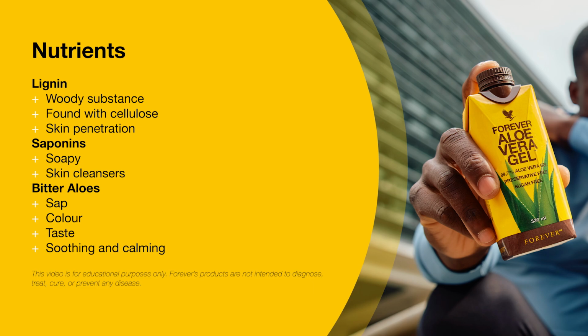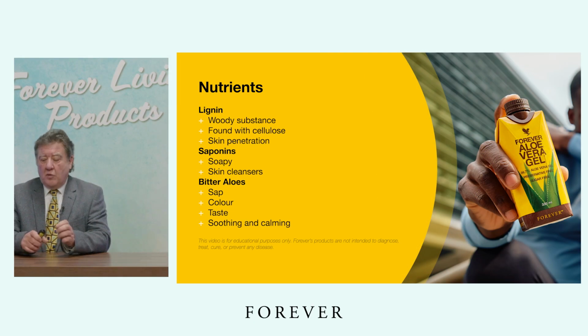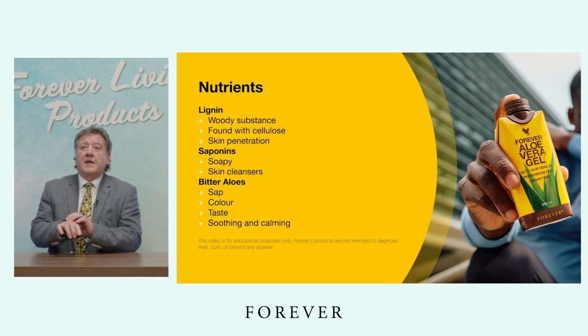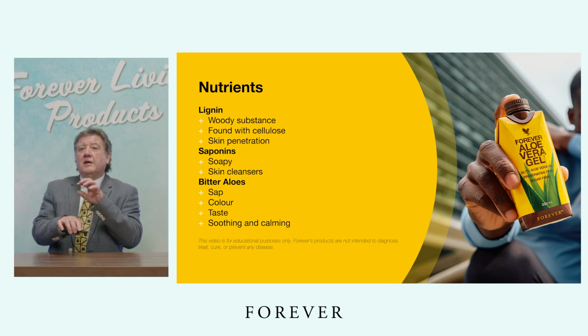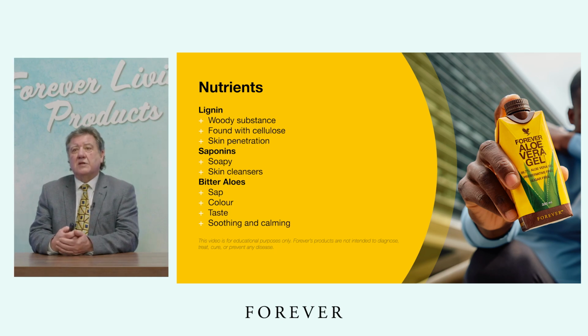These nutrients are present in very small amounts. They contribute to your daily requirement, but they're not enough if you're deficient in something. So the first one you'll see here is a lignin. It's a woody substance. It's found with the cellulose, and all it can do is help to take other nutrients down through your epidermis into your dermal layer. And it's in the dermal layer where a lot of the nutrients are needed to do their job.